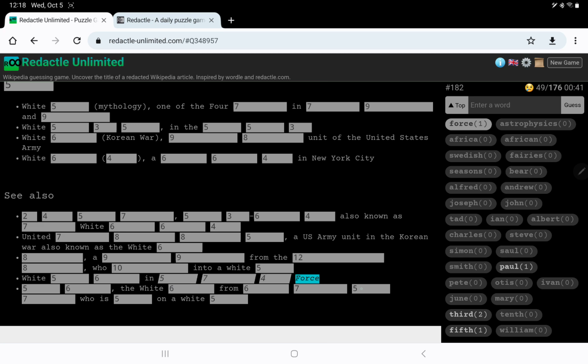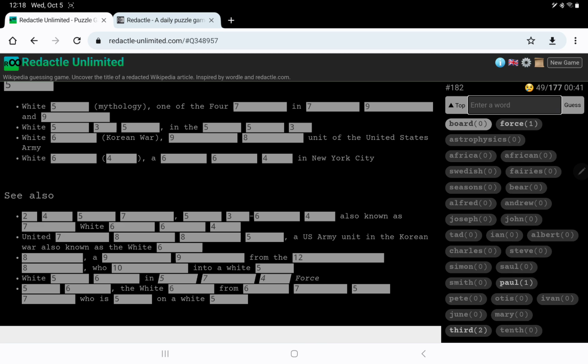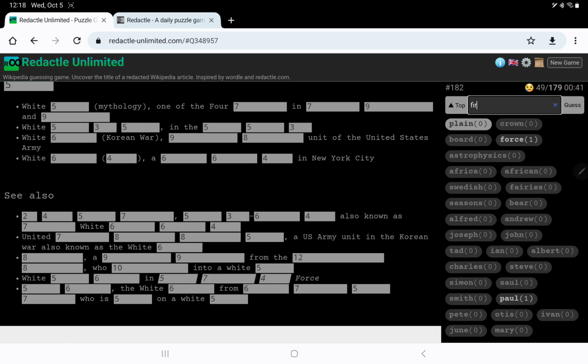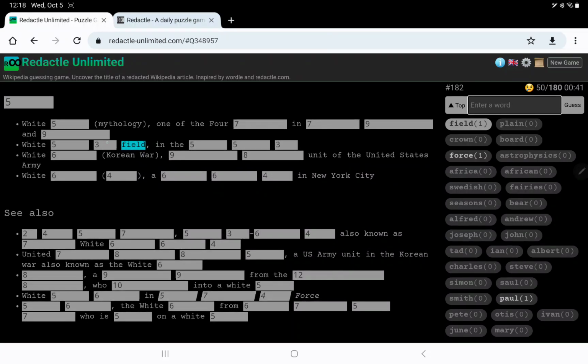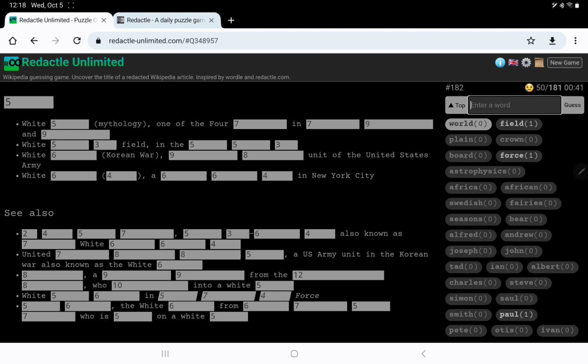And then this last one, the white 6 from blah, blah, blah, after, no, it's not redacted, from 6757, who is 5 on a white 5 board on a white crown. No, who is something on a white plain singular, oh no, on a white field. Aha. White 5 3 field. White world, white something in the 553.